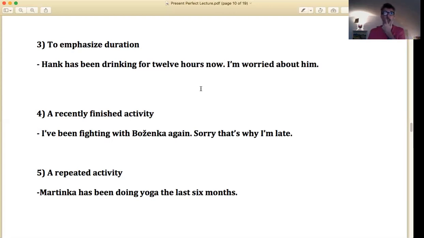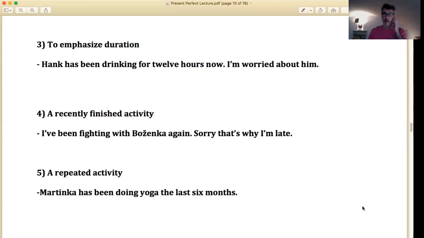But like, okay, I'm not fighting right now because I'm here in the pub Johannahof with you. Again, Michael Vince gives some good examples of this. And there's not a big difference between this one and what we have at number 5, where it's a repeated activity. Here we have Martinka has been doing yoga the last 6 months. Now, is she still doing yoga? Yeah, she will probably continue to do it into the future.